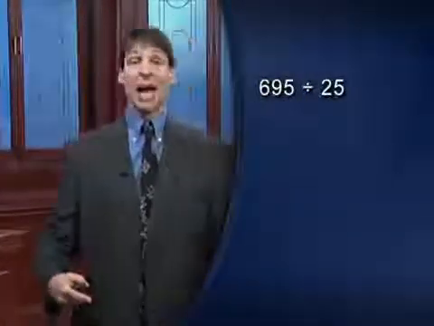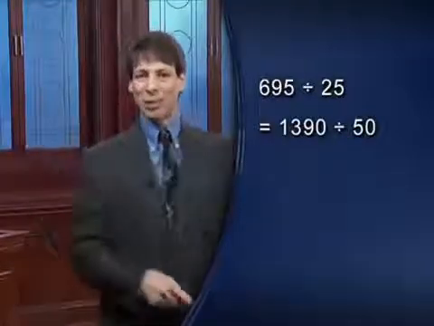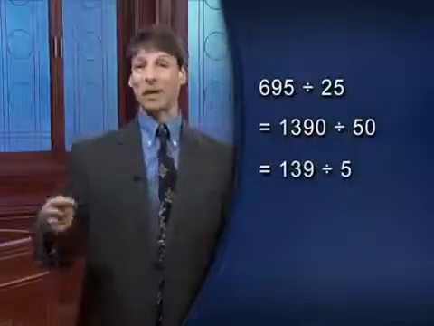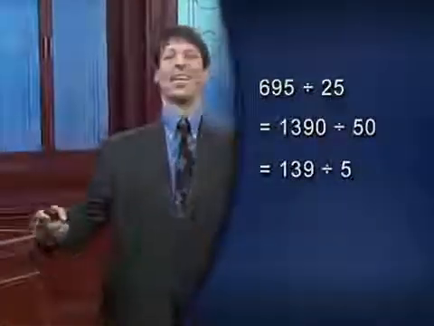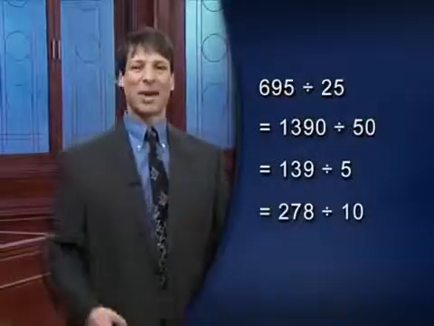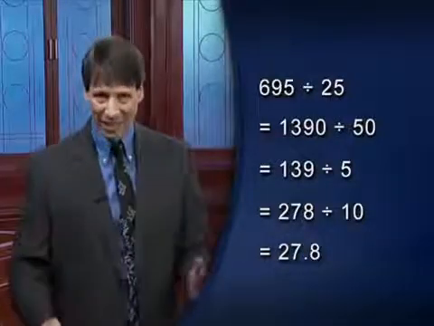For example, 695 divided by 25. If I double those numbers, I get 1390 divided by 50. Ooh, let's kill both zeros to get the problem 139 divided by 5. Hey, there's a 5 again, so let's double both numbers to get 278 divided by 10, and that's our answer, 27.8.